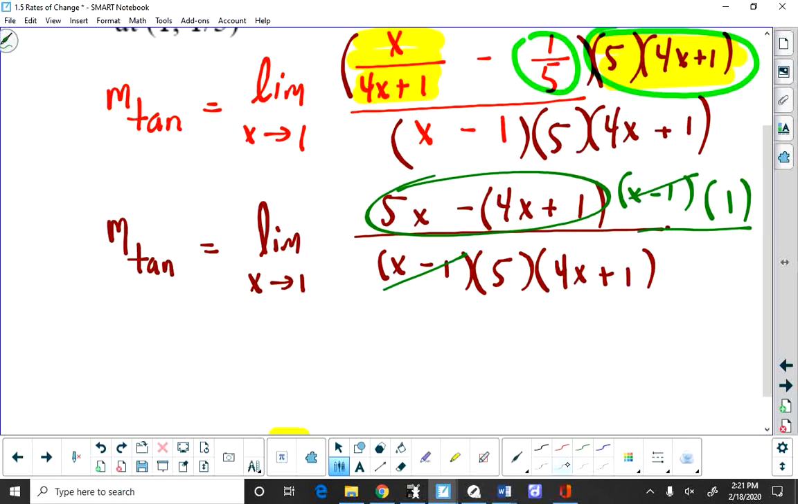So what we're left with is 1 over this. And now I can go ahead and put in 1 for x and get 1 on the top and 5 times 5 on the bottom. So the slope is 1 over 25.